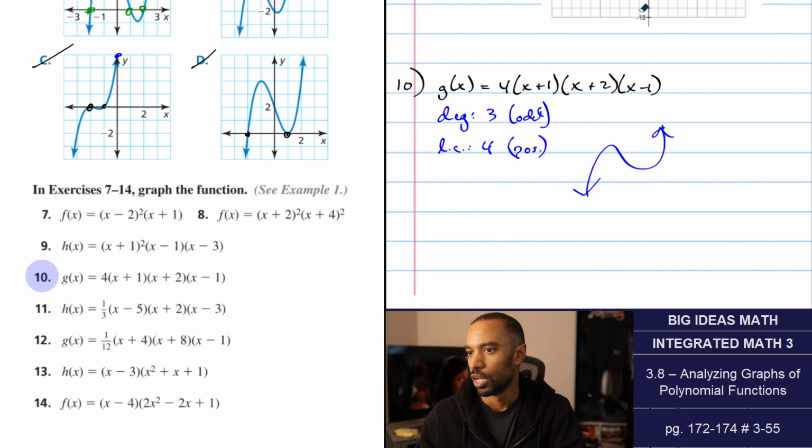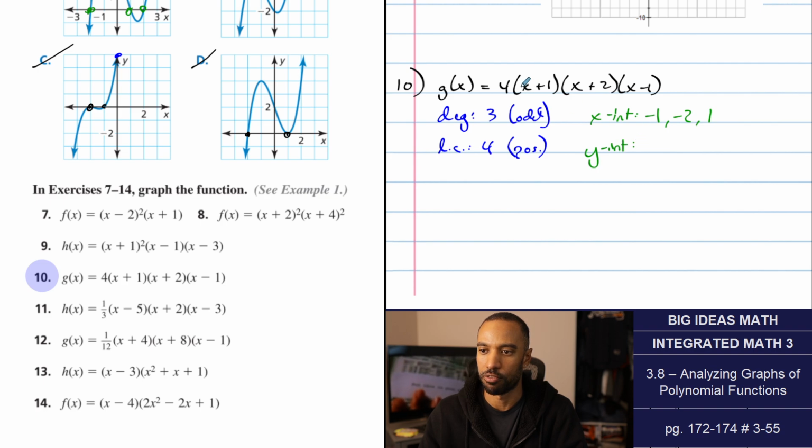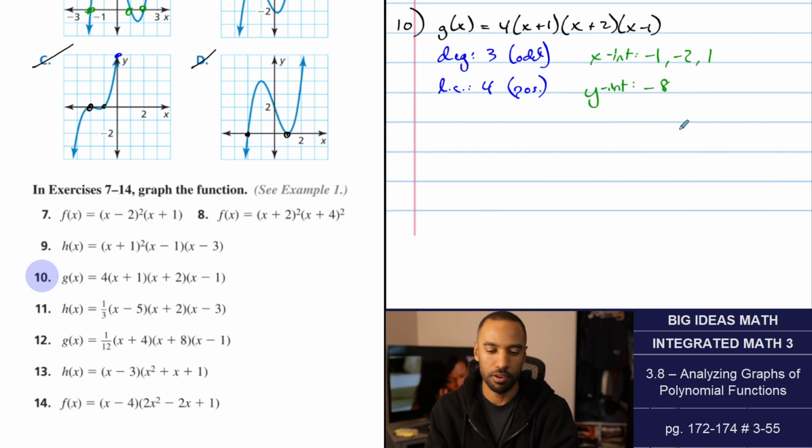Okay. We have our 3 x-intercepts at -1, -2, and 1, all with multiplicities of 1, so they'll just go straight through them, like that. And the y-intercept, you have to substitute 0 for x. Remember, 4 is a part of it. 4 times 1 times 2 times -1 is -8. -8. So there's our information.